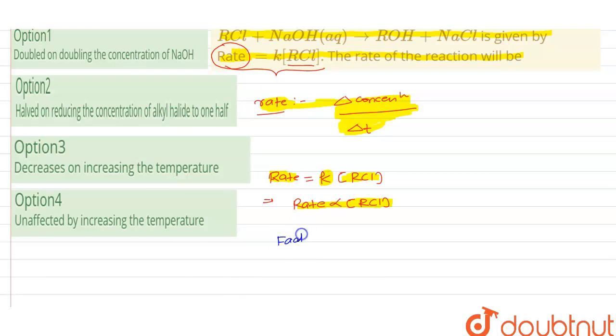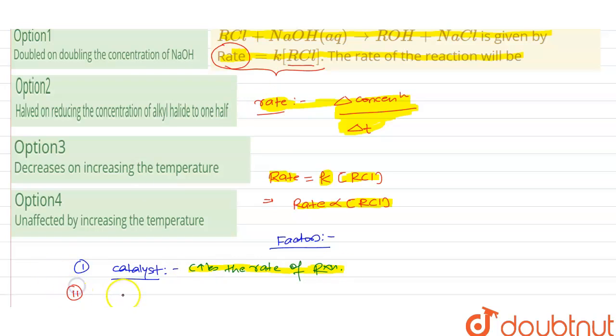So the other factors are, the first factor is catalyst. The catalyst increases the speed of reaction, that is the rate of reaction without itself being consumed in the reaction. This is important.